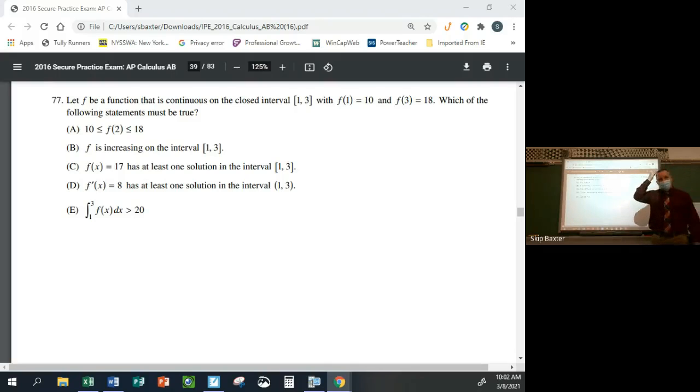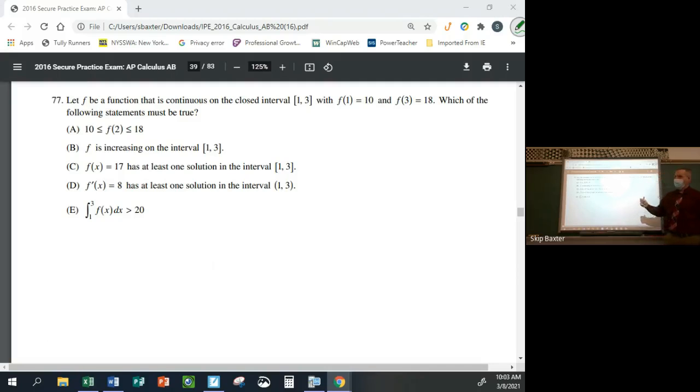I think this one's pretty easy. Who has an answer? Anybody? Yeah, what do you think? You think it's A? You think it's C? C, what do you think? C. Anybody have a different answer other than A or C?